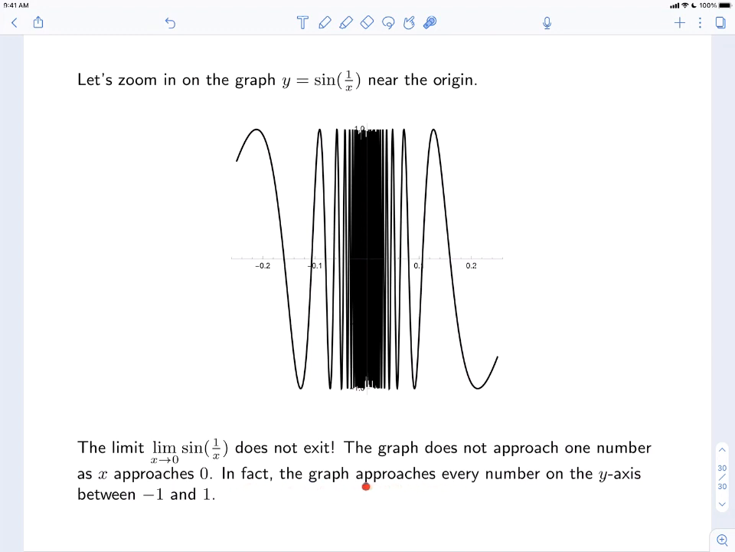In fact, the graph approaches every number on the y-axis between -1 and 1. So in order for a limit to exist, all of the outputs need to approach one number. But in this case, the outputs approach all of the numbers between -1 and 1, infinitely many numbers. So that means the limit does not exist.